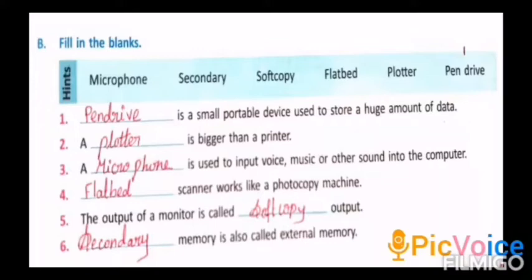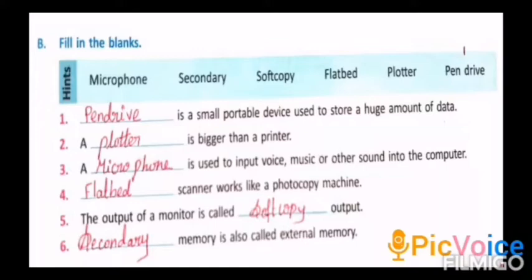Third one, a dash is used to input voice, music or other sounds into the computer. Answer is microphone. Fourth one, dash scanner works like a photocopy machine. Answer is flatbed.